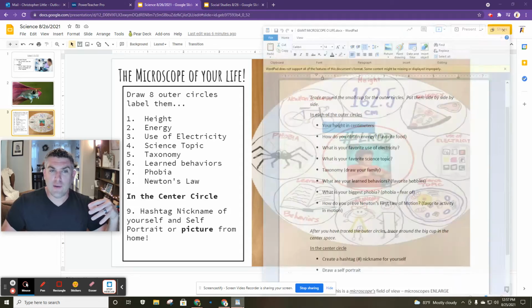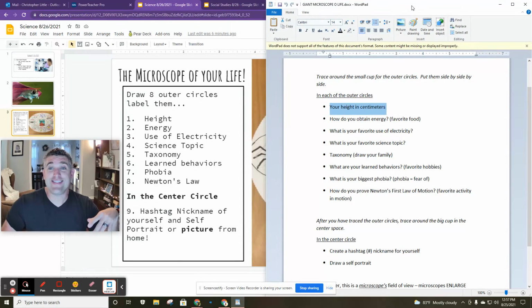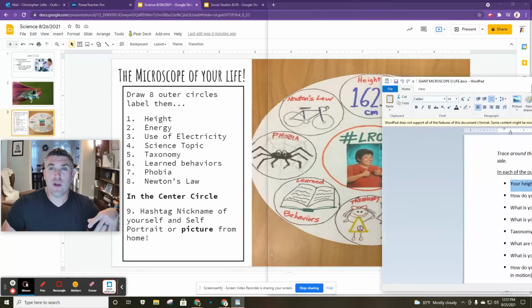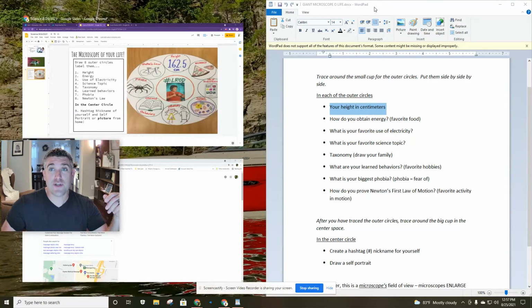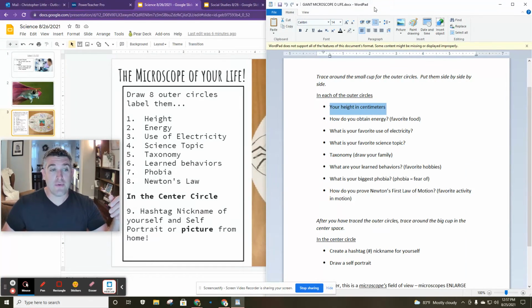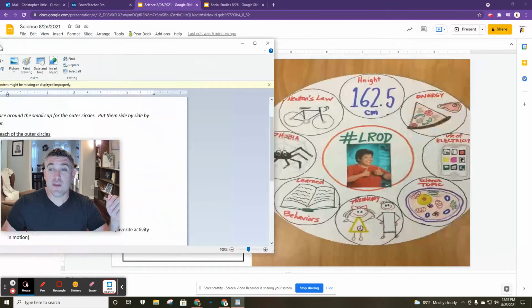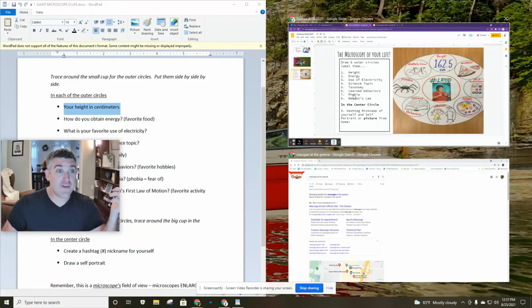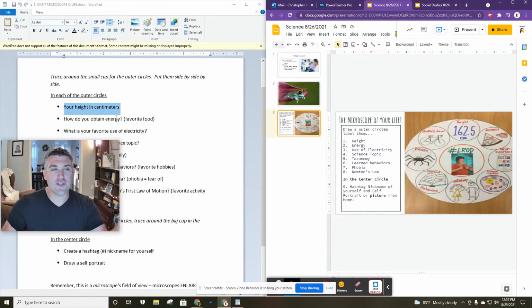So when you do the height one, you're going to need to do that in centimeters. And you might be wondering, well, how do I know what my height is in centimeters? Miss K is going to get some yardsticks, and you can, with a partner, measure yourself using the yardsticks in centimeters. And the centimeters are going to be the little ticks on the back of the yardsticks. 2, how do you obtain energy? This one right here is going to be, what is your favorite food? Okay, every living organism needs to eat, okay, to obtain fuel to run their bodies.